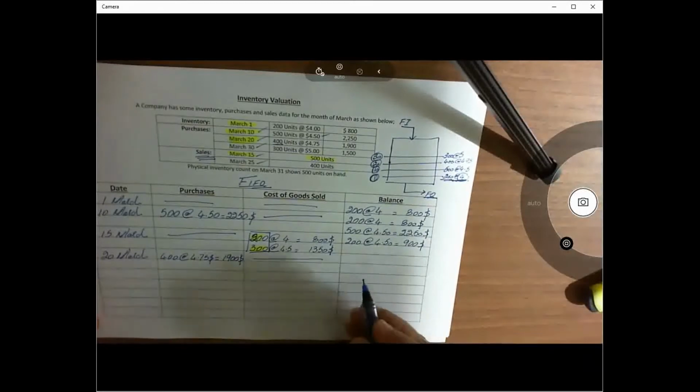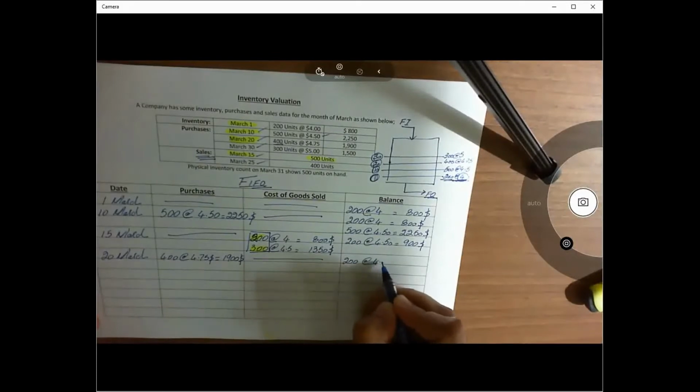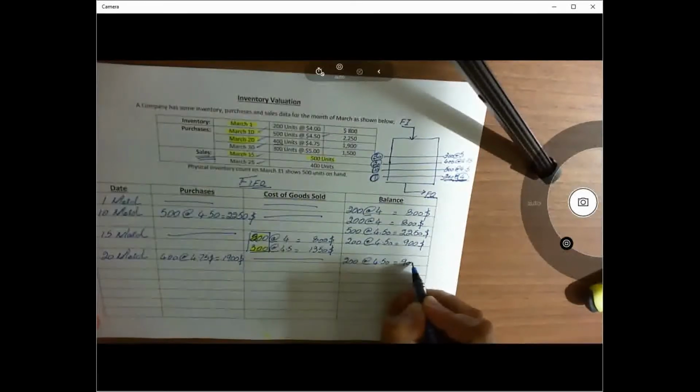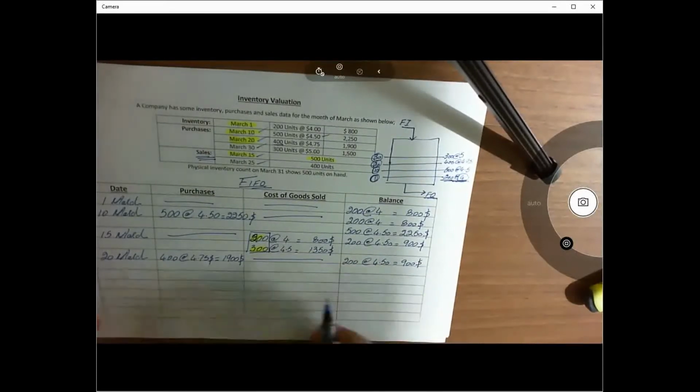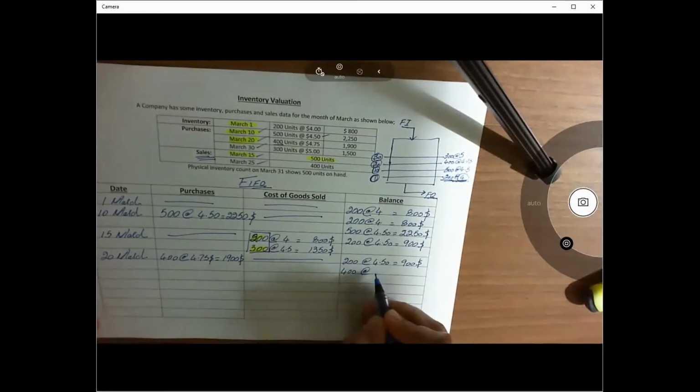Now we will need to write the total balance in our storeroom. So we have a last balance. We have a last inventory balance of 4.50, which is our $900. Then this we purchased just now. We will write 400 at 4.75, which is equal to $1,900.